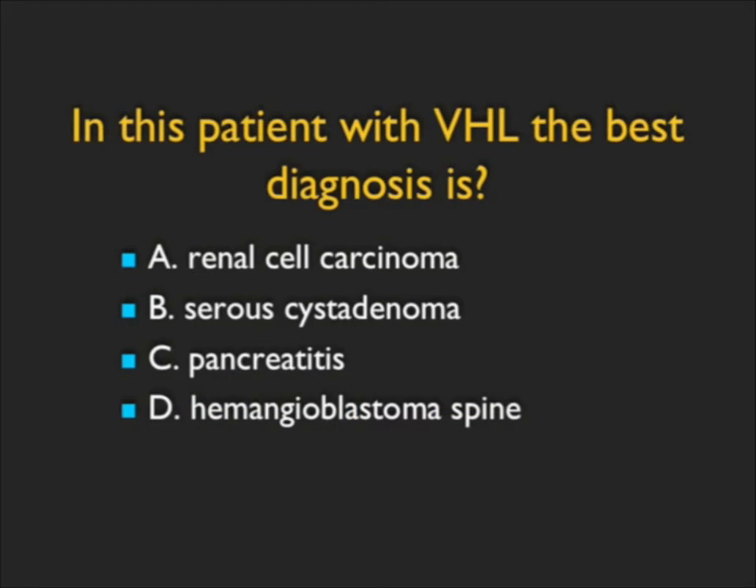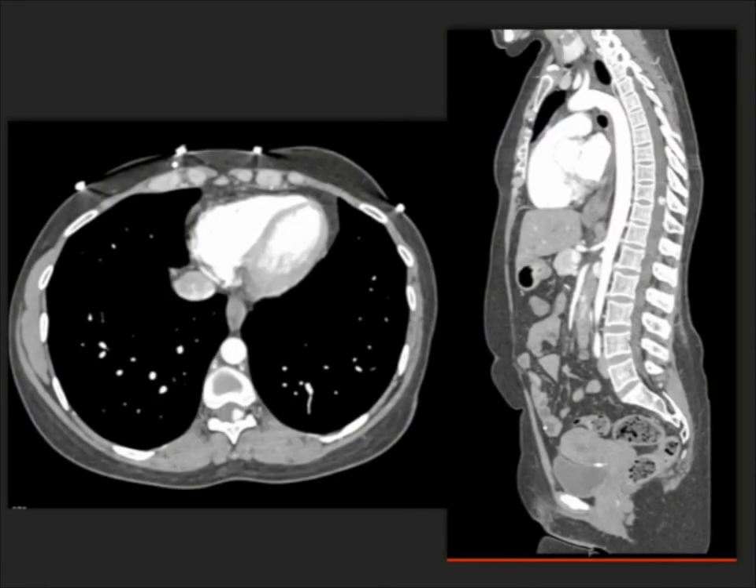This patient has von Hippel-Lindau disease, and I'm asking you for the best diagnosis. I gave you an axial and a sagittal. Von Hippel-Lindau, increased incidence of cystic pancreatic lesions, increased incidence of neuroendocrine tumors, increased incidence of renal cell carcinoma, just to name a few. But they also have lesions in the cerebellum and also the spinal cord.